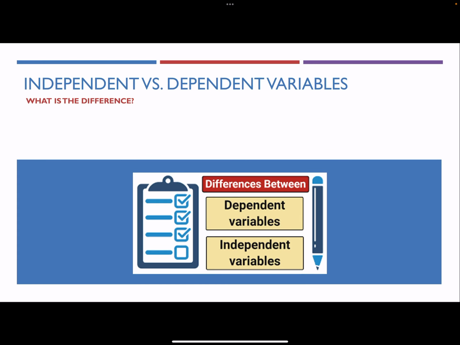All right, so we're going to get started by talking about independent versus dependent variables. We've talked a lot about this already, but remember the independent variable is the variable that you control. That's your x variable, right? That's always going to go on your x-axis. And your dependent variable changes depending upon what happens with your independent variable. And that's always going to go on your y-axis, right?